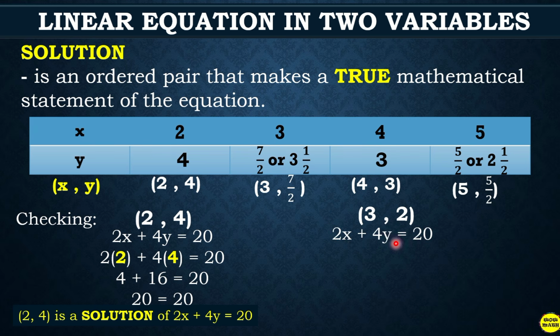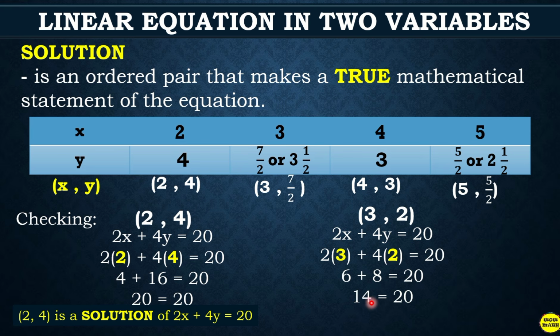So, 2x plus 4y, ito yung original equation natin kanina. And then, let's substitute 3. So, 2 times 3 and then 4 times 2 equals 20. So, I have 2 times 3, that is 6. 4 times 2, that is 8. So, i-add natin to, 6 plus 8, that is 14. Which is not equal to 20.